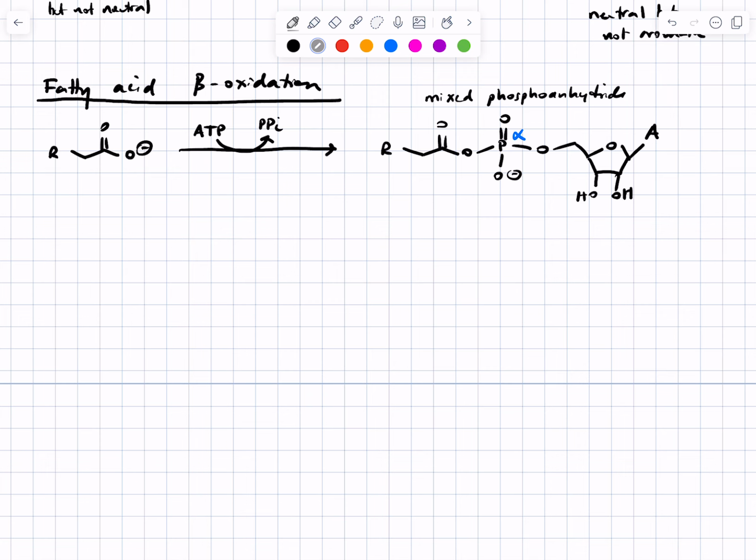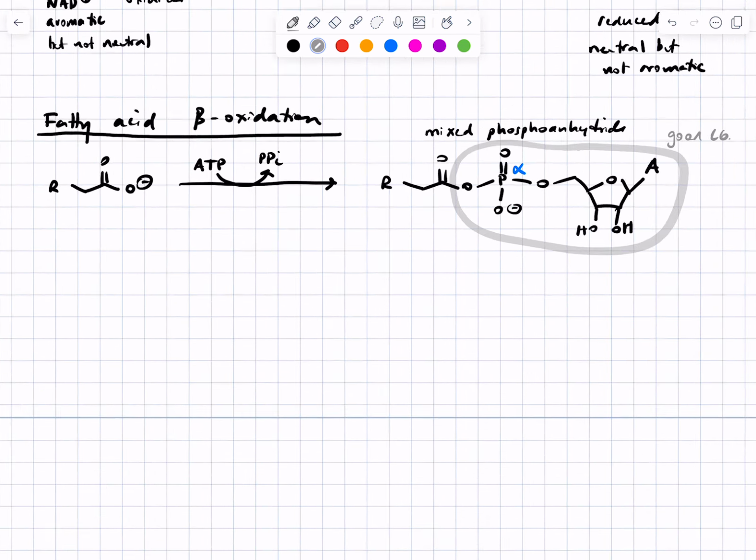And basically the idea is, as we did in the chapter on amino acid synthesis, whenever you want to do chemistry with a carboxylic acid, you first have to turn the OH group or the negatively charged oxygen into a good leaving group. And that's sort of what we've done here. All of this is now a good leaving group. So how does this happen?